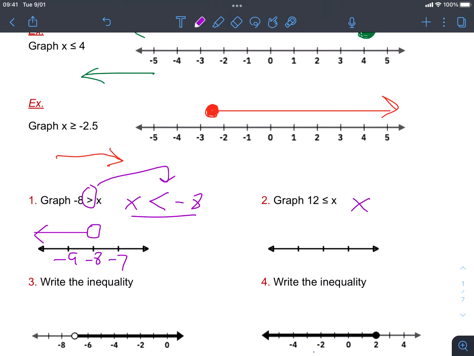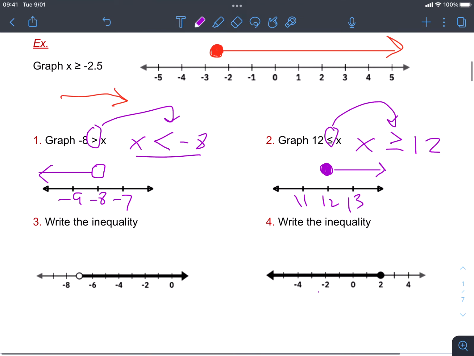Similarly, I would switch the place of the variable and the number to make sure that my variable is always on the left. And I also need to change my symbol from this one to this one. And then I would graph it. So 11, 12, 13. I know it's going to be a closed circle on 12, and it's going to go to the right.